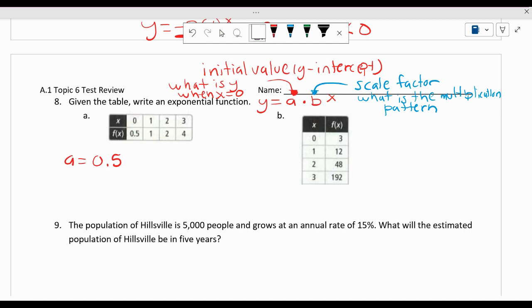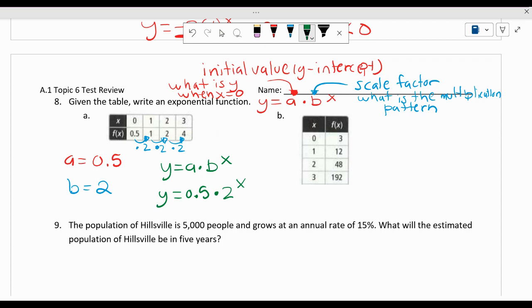Now for B, I have to find what's the pattern. How do they go from 0.5 to 1, 1 to 2, 2 to 4? Well, it kind of looks like they're doubling, multiplying by 2. So B is times 2. Now that I have A and B, I can write the equation. Y equals A times B to the x power. I have to take A and B out. Y equals 0.5 times 2 to the x power.